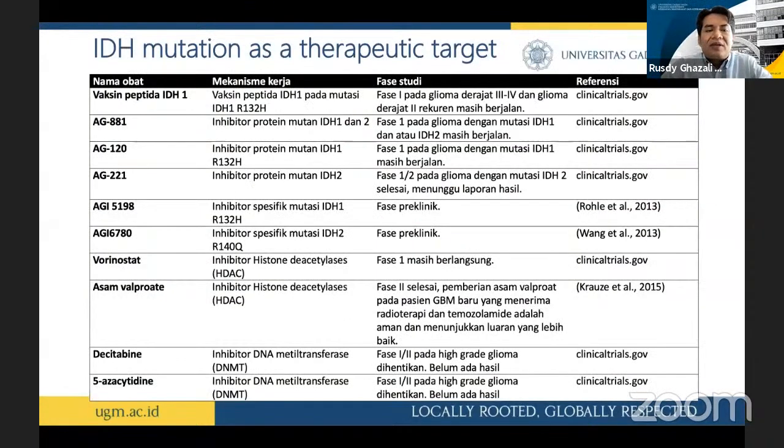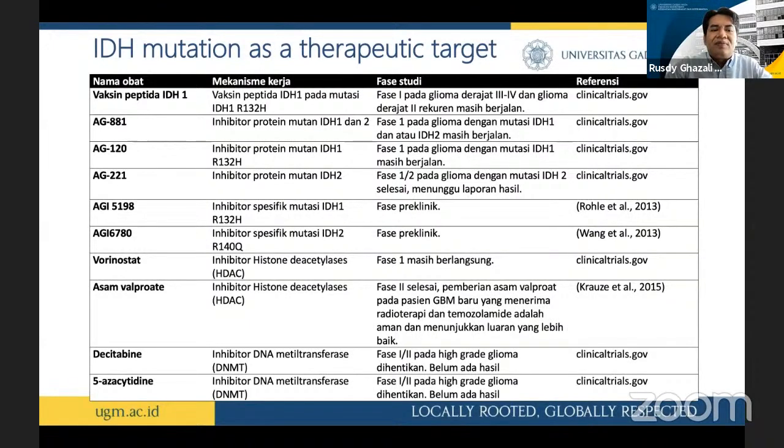All right, so we know that IDH has a role in prognosis and diagnosis of glioma, but can we actually try to target this mutation? Can we target these mutations to reverse the things that happen in the patient so that the patients can have a better prognosis or better outcome after the treatment? So can we do targeted therapy to IDH1 mutation? The answer is that until now, not yet.